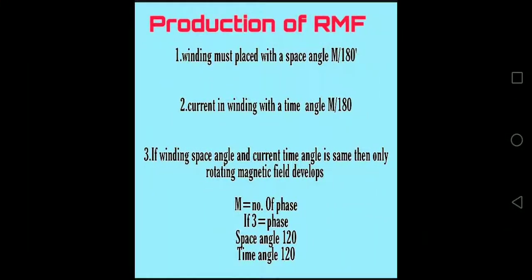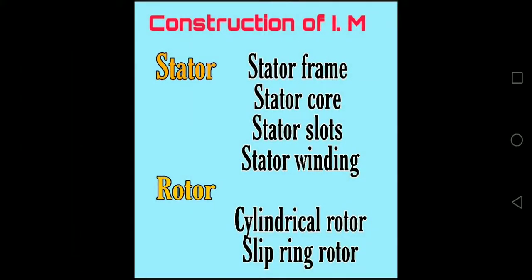So this is the production of rotating magnetic field. As we know, space angle and time angles must be the same. Now the next topic is the construction of induction machine. In the construction of induction machine, there are the stator and rotor. These are the major parts of the induction machine.